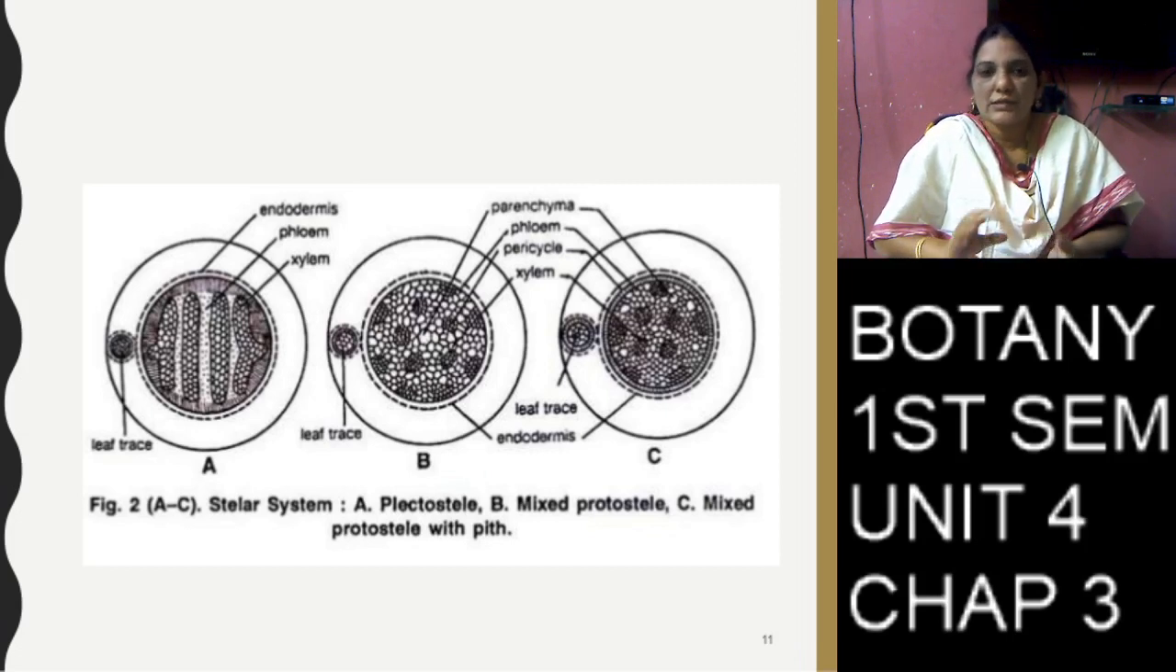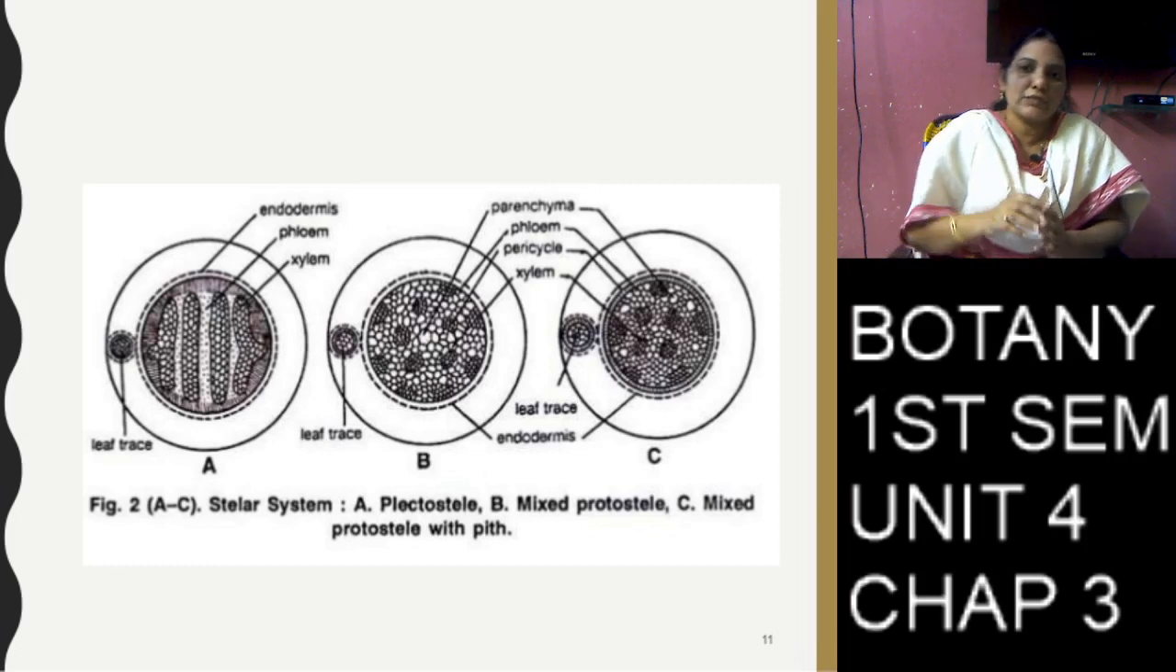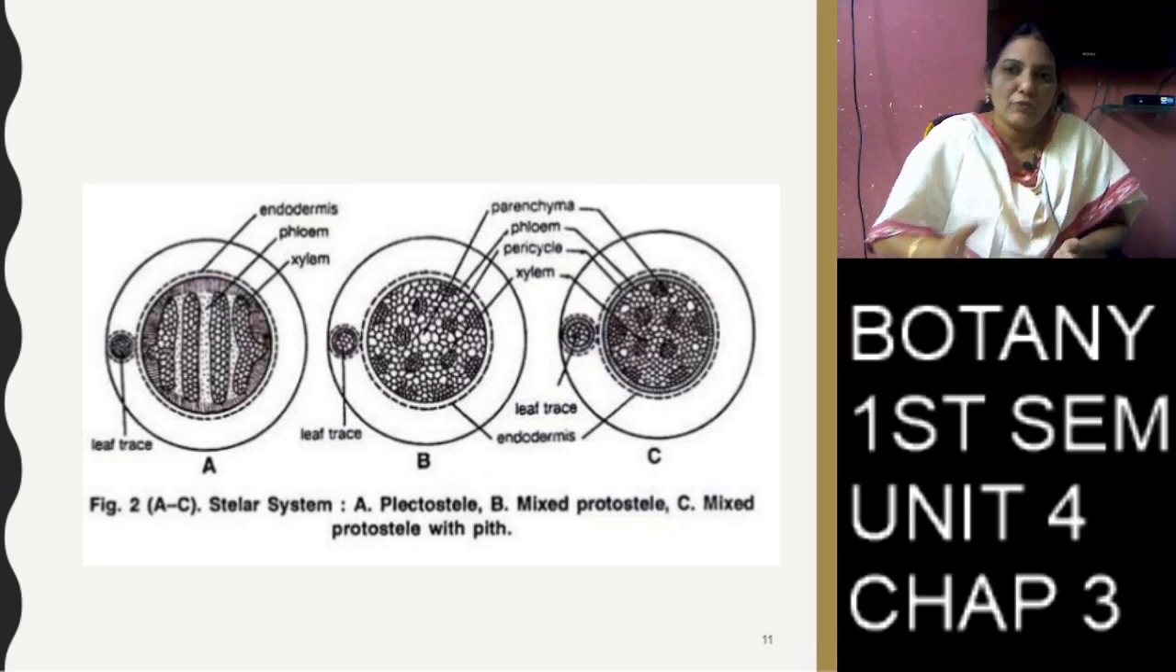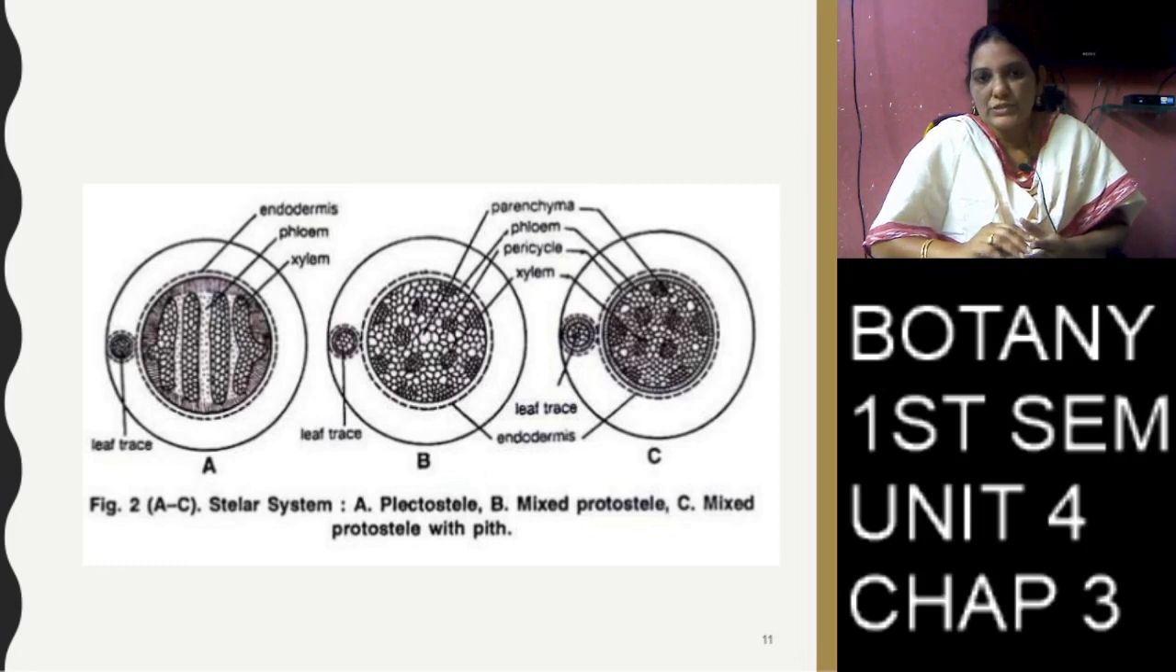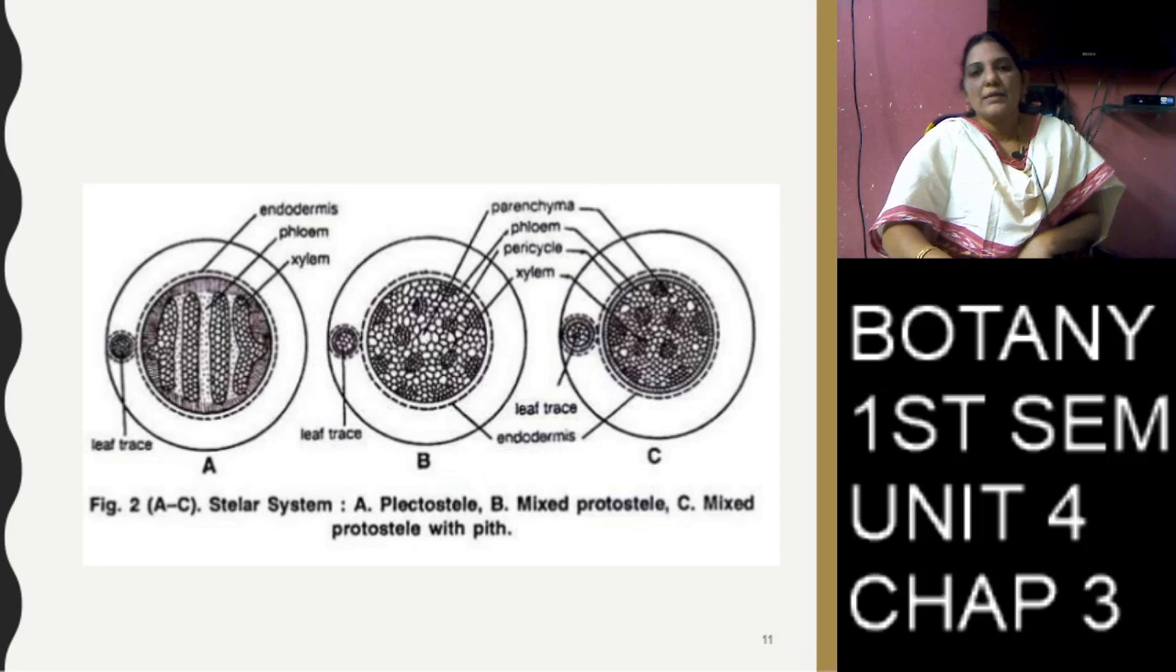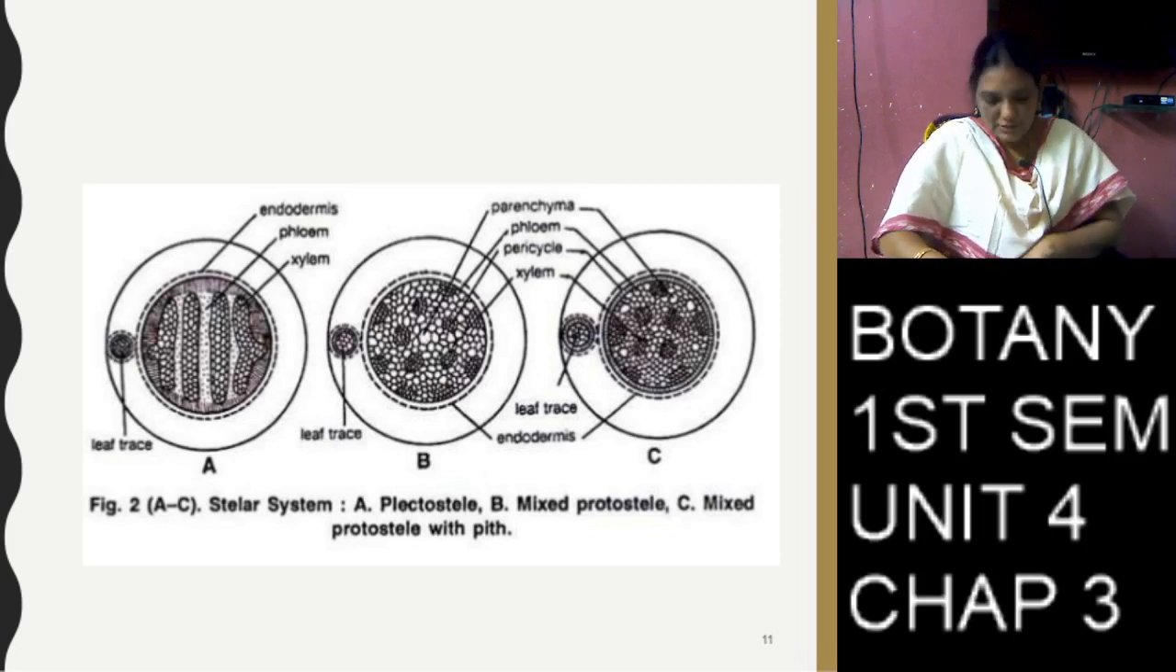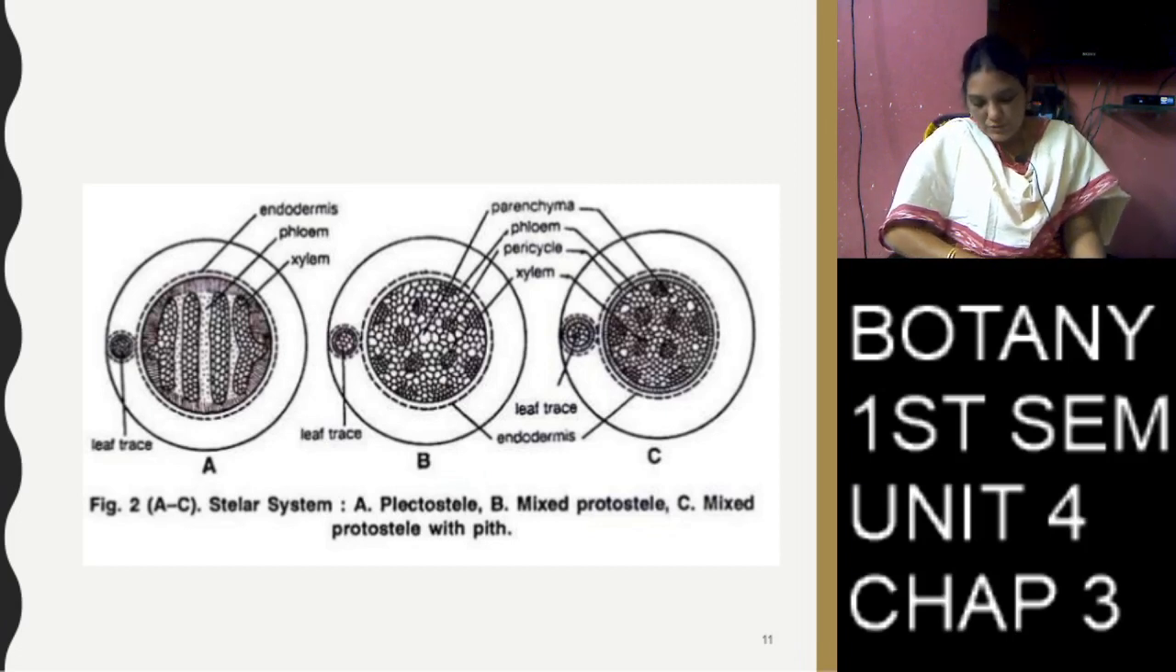So here the xylem and phloem mingle with each other. The xylem is divided into small pieces, distributed throughout the stele, and covered by the phloem. This type of stele is called mixed protostele, for example Lycopodium cernuum.